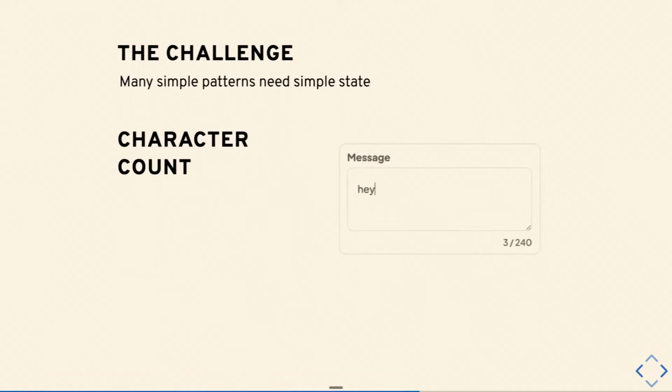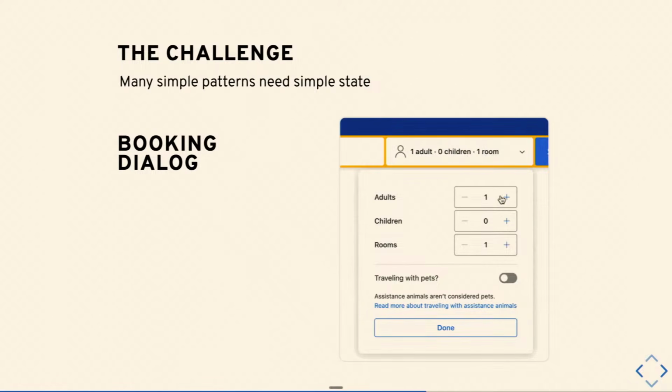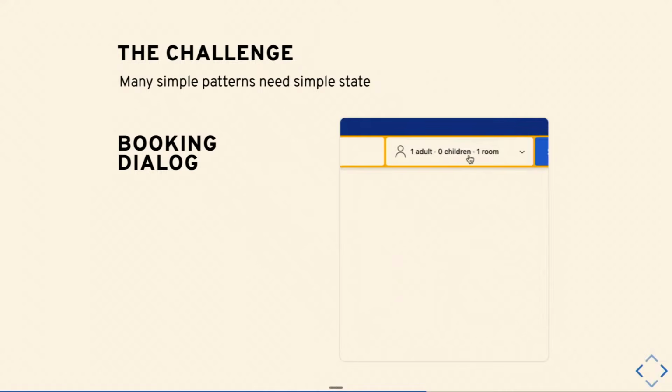So one pattern that we see a lot, these are some examples. This is a character count example where you type into an input and then you see a little incrementing field at the bottom right that tells you how many characters you've written. Another one is a booking dialog. Again, we can use popovers here to show the dialog itself, but when you want to click on a button and increment the variable and have that affect the original button, there's no nice way of doing that without writing a web component. And for me, that feels like overkill.